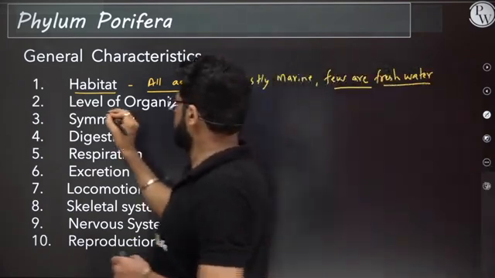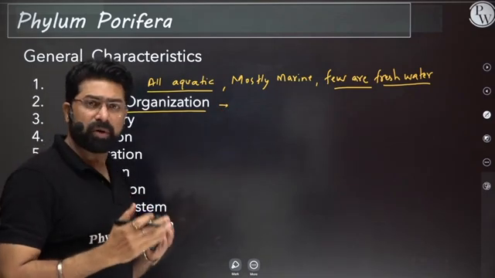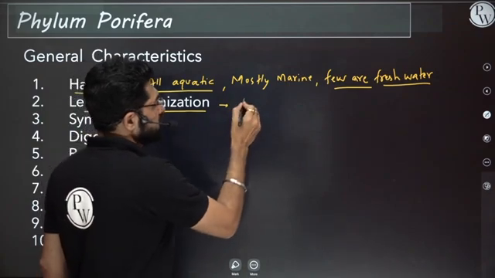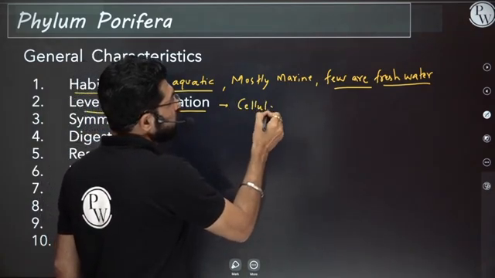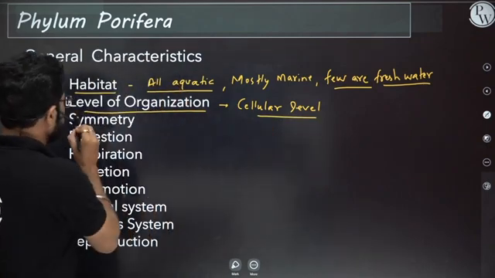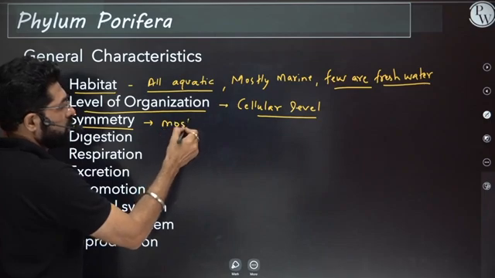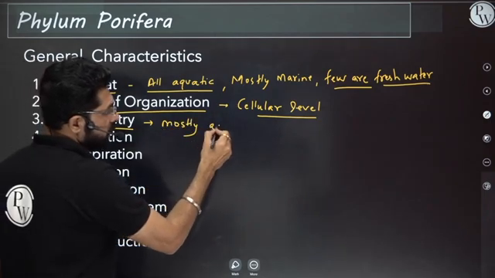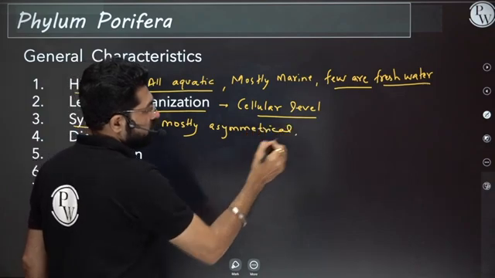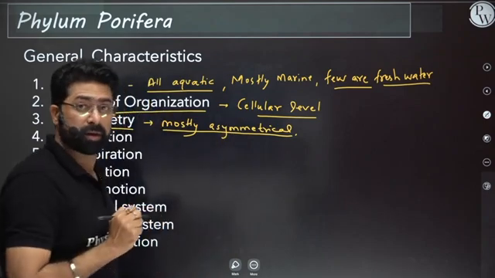Now, a very important question comes. What type of level of organization is present in sponges? It is cellular level only, because the body is made up of only cells. Next comes the symmetry. What type of symmetry do they have? Mostly they are asymmetrical, not all, because some may have radial also. So mostly they are asymmetrical, please remember.